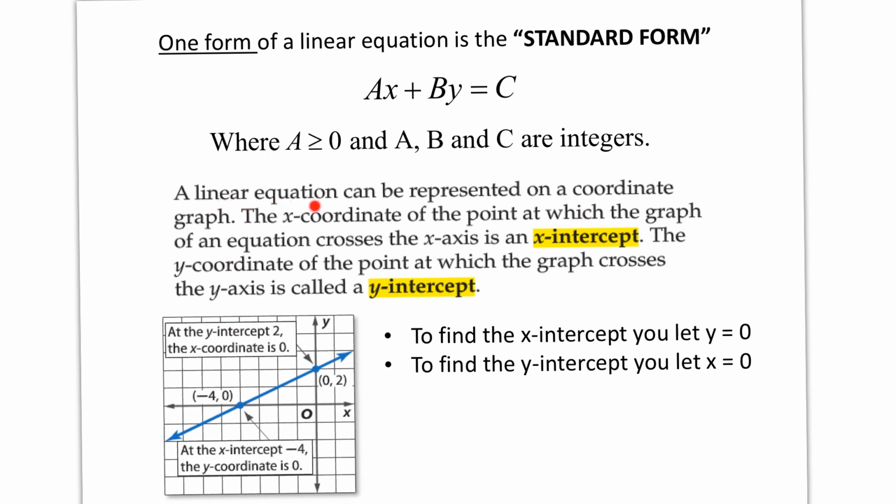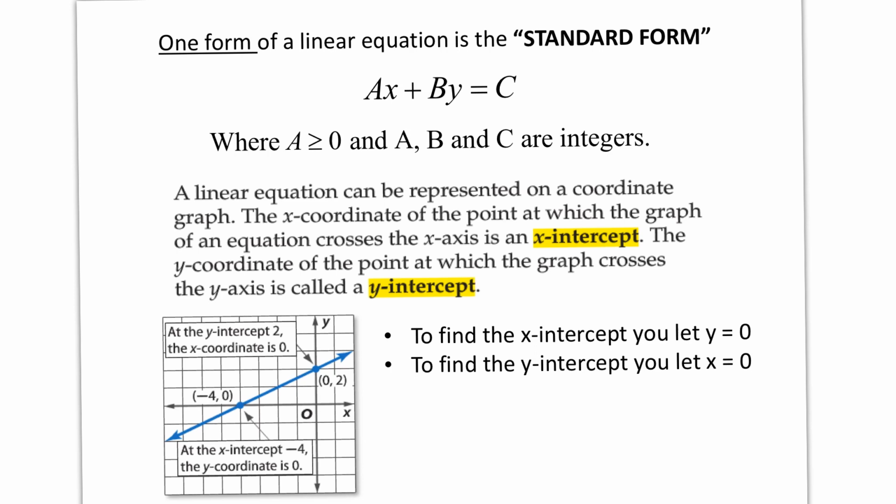A linear equation can be represented on a coordinate graph. The x-coordinate of the point at which the graph of an equation crosses the x-axis is an x-intercept. Now, when you actually graph the linear function, we can use two things. One is the x-intercept to know where the line is going to cross the x-axis, and the second one is the y-intercept. Let me keep reading here. The y-coordinate of the point at which the graph crosses the y-axis is called the y-intercept. So you can use those two intercepts to graph your line.